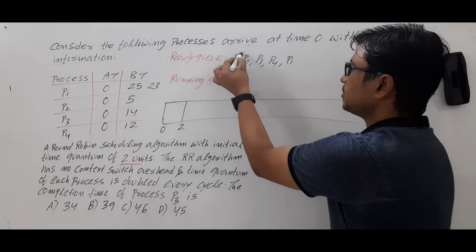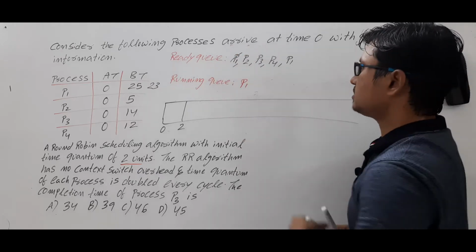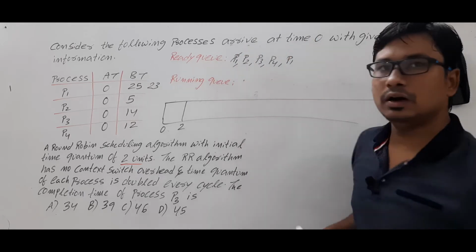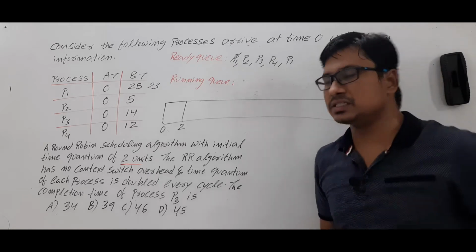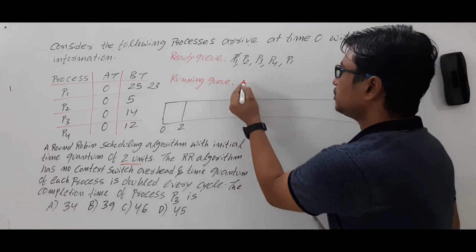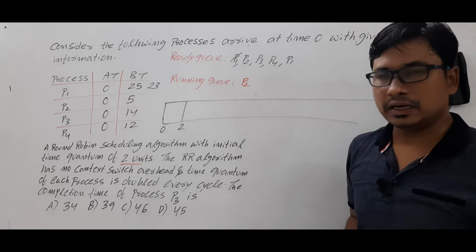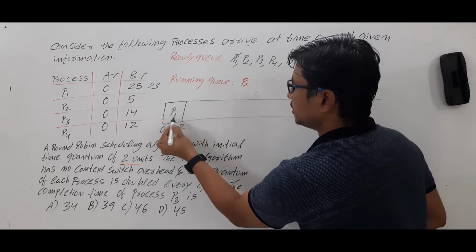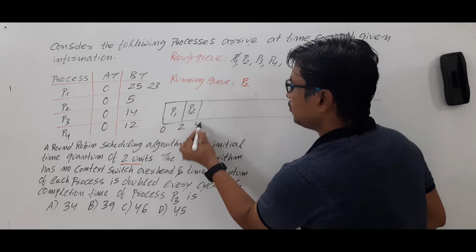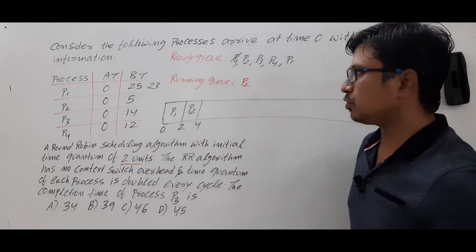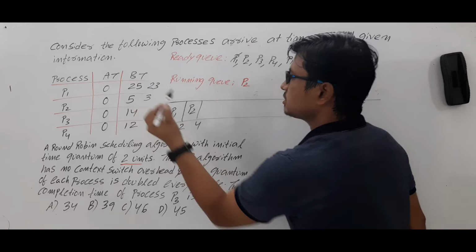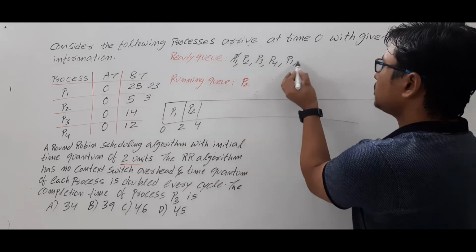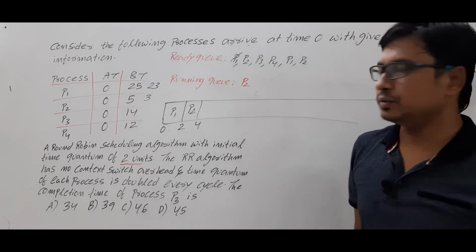So process P1 we have done once. It will be sent to the ready queue. So it has completed one cycle. Now process P2 will be sent to the running queue. It will also run for 2 units of time. Process P1 then process P2. At 4 units of time it completed its time quantum. Its remaining burst time is 3 units. So process P2 will be sent to the ready queue.